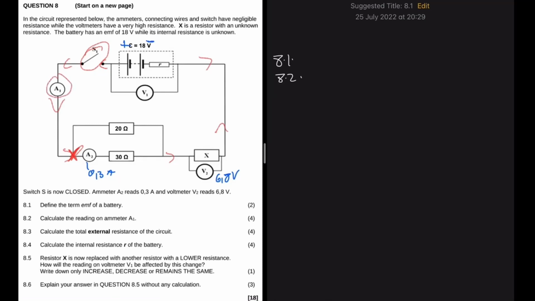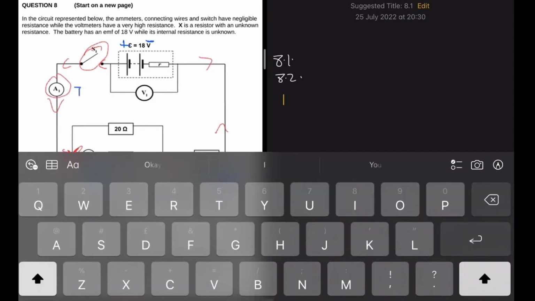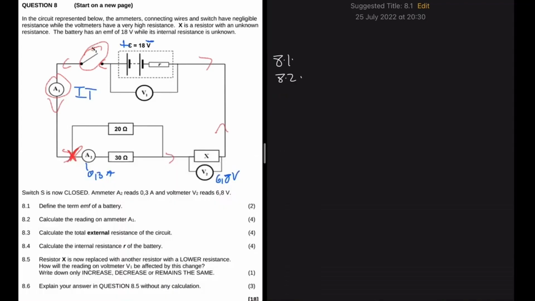So A1 is going to read I total. What this question is asking us is basically to find I total, the total current. On this path here, after the current split, we have a current of 0.3 A. Then what we can do is find the current that this 20 ohm resistor is going to experience. The sum of those two will be equal to I total, because the current is only split in here. A portion will go up and another portion will go to the 30 ohm resistor.